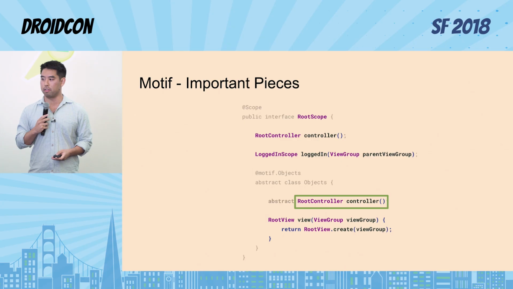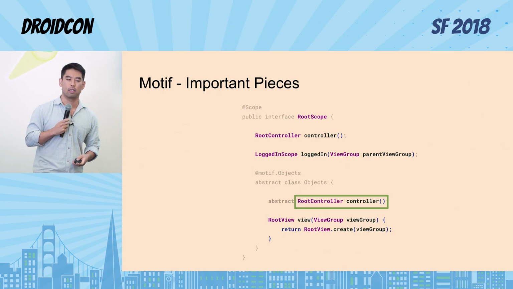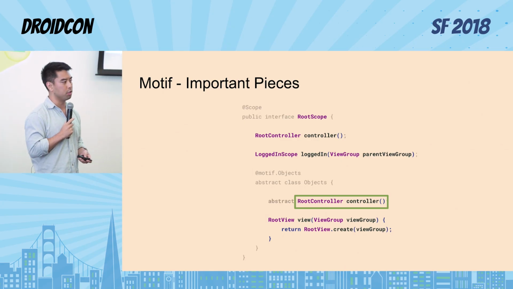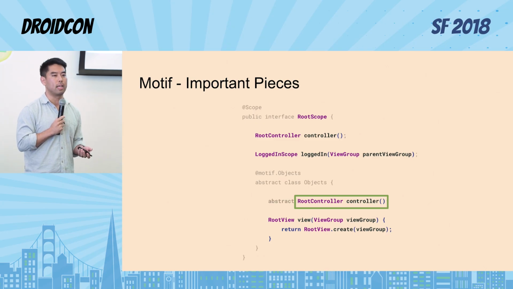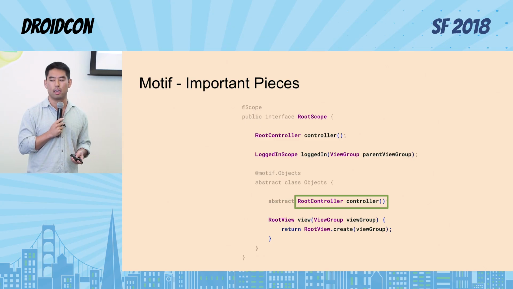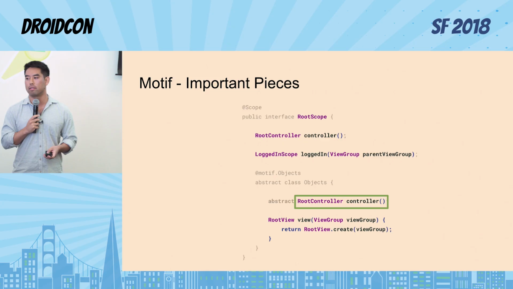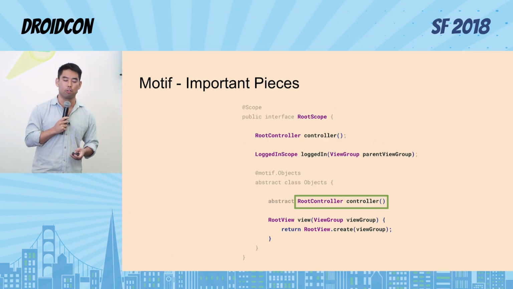Okay, moving into the objects class here. This is analogous to the Dagger module. And this is where we define, or we tell Motif how to instantiate different dependency types. So this first method tells us how to instantiate the root controller.